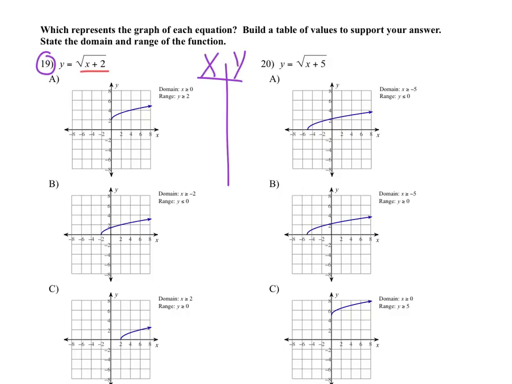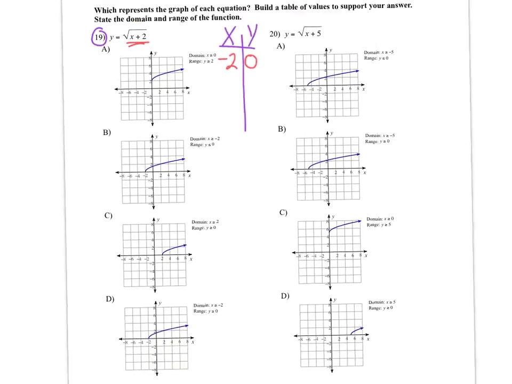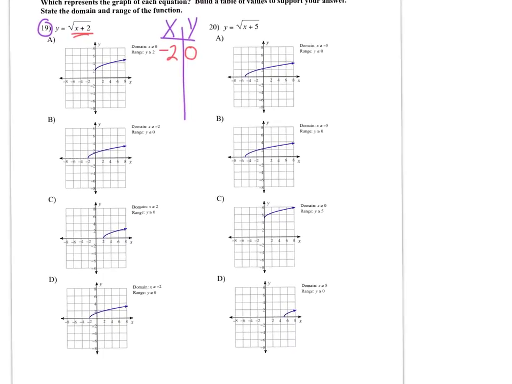And I'm going to start by trying to make the inside 0, so that's going to be an x value of -2. -2 plus 2 is going to be 0. The square root of 0 is 0. As soon as I have that point, I'm going to take a look at my graphs. You don't necessarily need to do this right away. You could get some more points first.